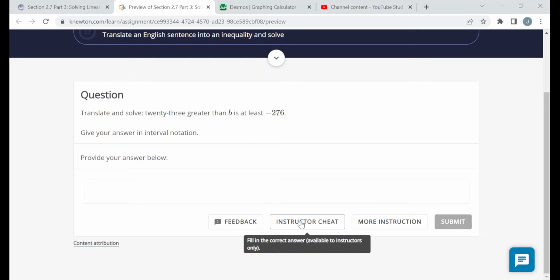You will not have this instructor cheat button. This will not be there. But you will have a more instruction button. If you're struggling with a topic, click on this and you'll be taken to a page with some reading or some videos or both that you can study. And you'll be given problems that are related to the instruction, and completing those problems is another way to get through the assignment.